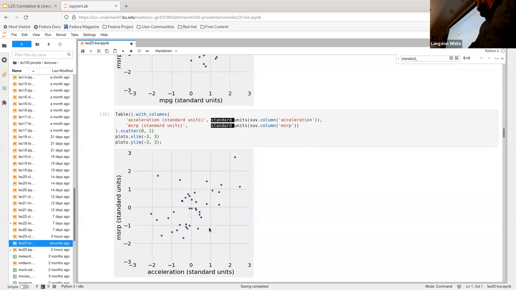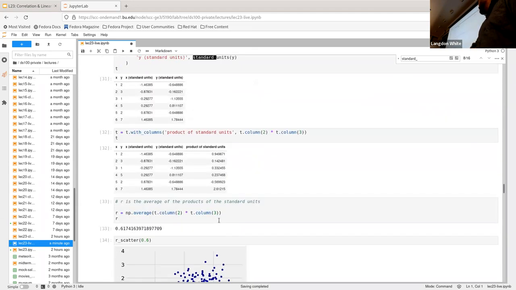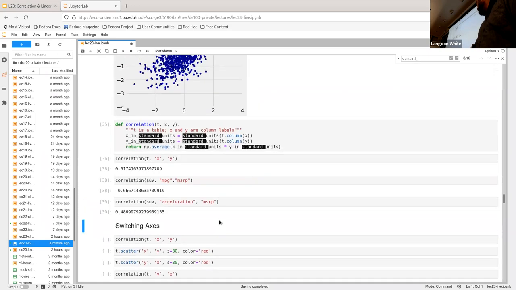But with the SUV data, it appears that, what was it, 0.46, I think it said. It does seem to think we're getting some sort of correlation. It's not as strong, because it's a lower number, a number closer to zero.